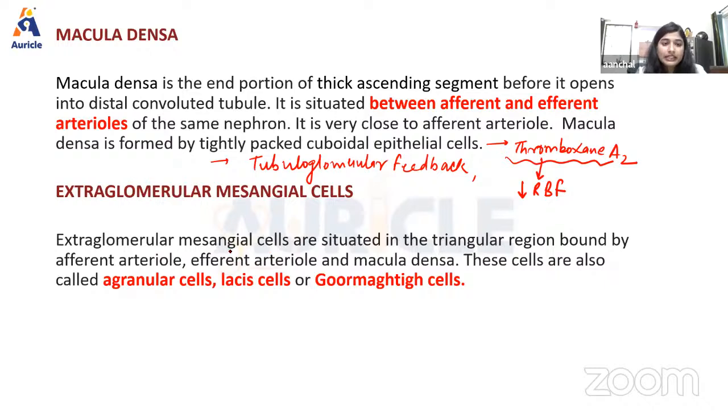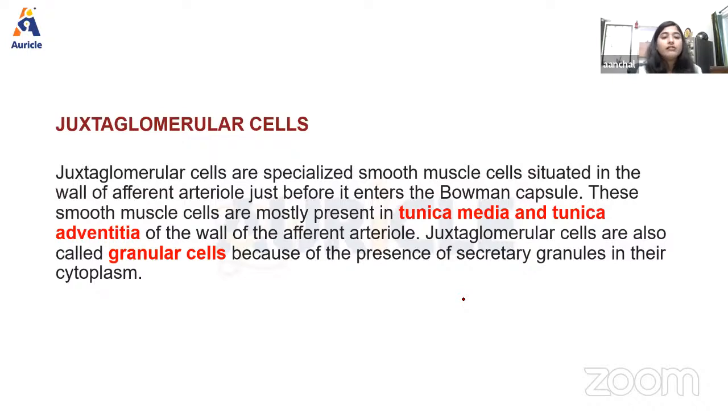Another thing, these cells also secrete a very important hormone, that is prostaglandins, which is also responsible for decreasing blood pressure. Right? Now, the third we have, and a very important one, that is JG cells.